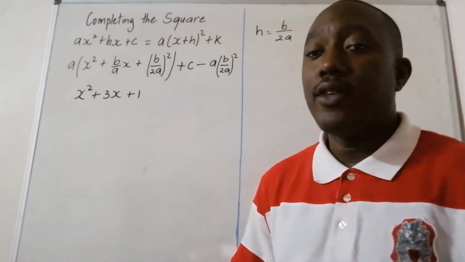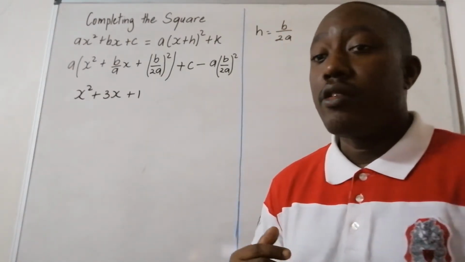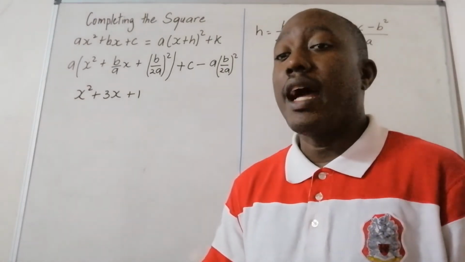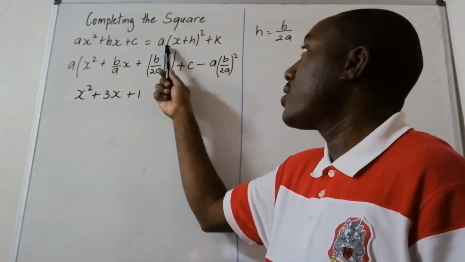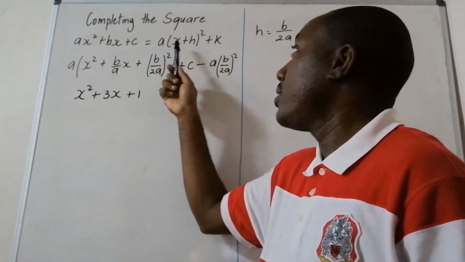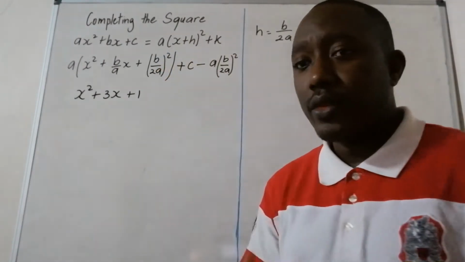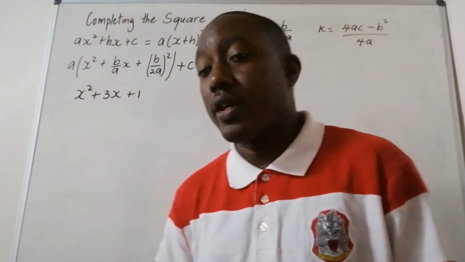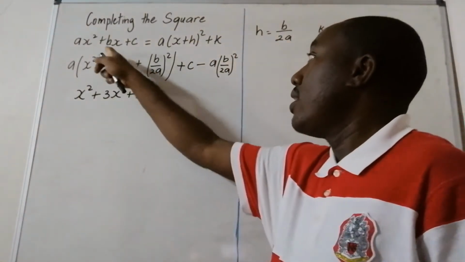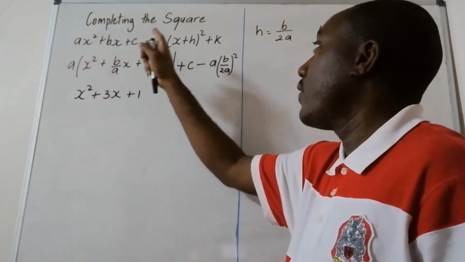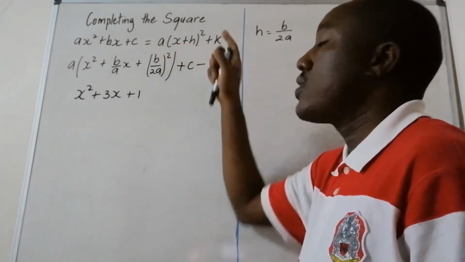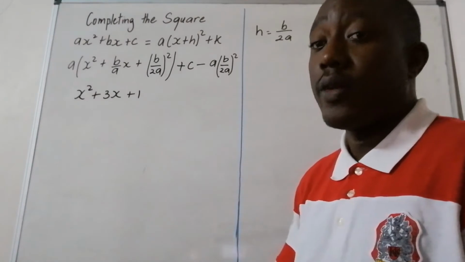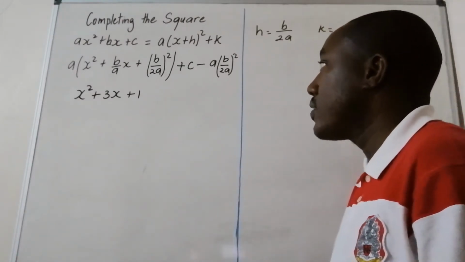So once we have a quadratic expression written in that form, we could also write it in what is known as the completed square form. What it means to complete the square is that we are writing our quadratic expression in the form of a perfect square plus some constant.